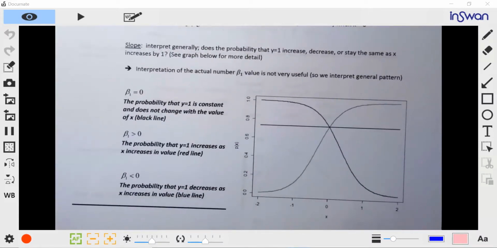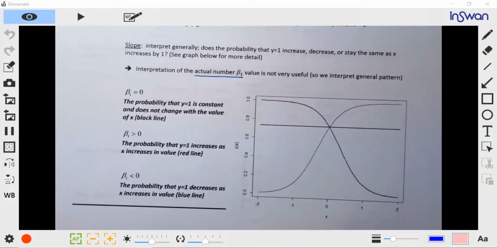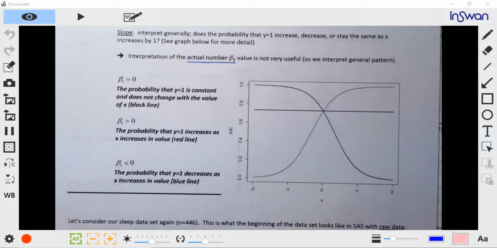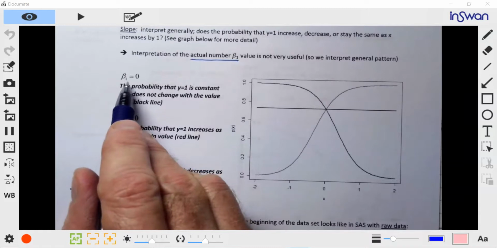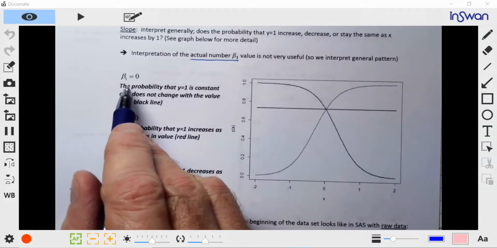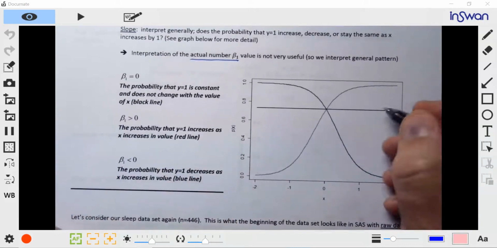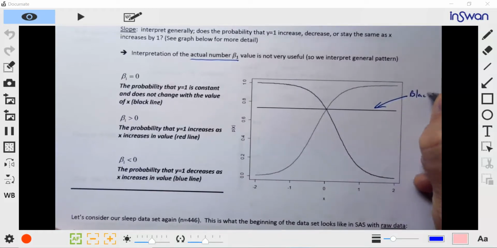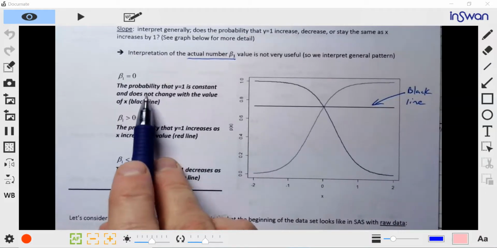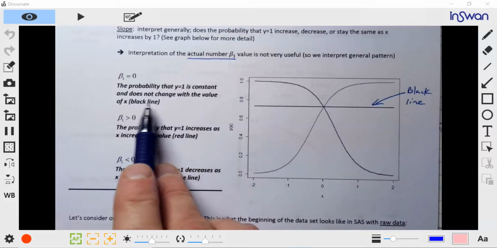So let's look at this a little bit. It's difficult, as I said, to interpret the actual number of beta 1 on the probability scale. But what we can think about is, if beta 1 equals 0, just like in a simple linear regression, that basically means that we have a flat line. This is my black line. So if beta 1 equals 0, then the probability that y equals 1 is constant and doesn't change. It doesn't depend on the value of x.